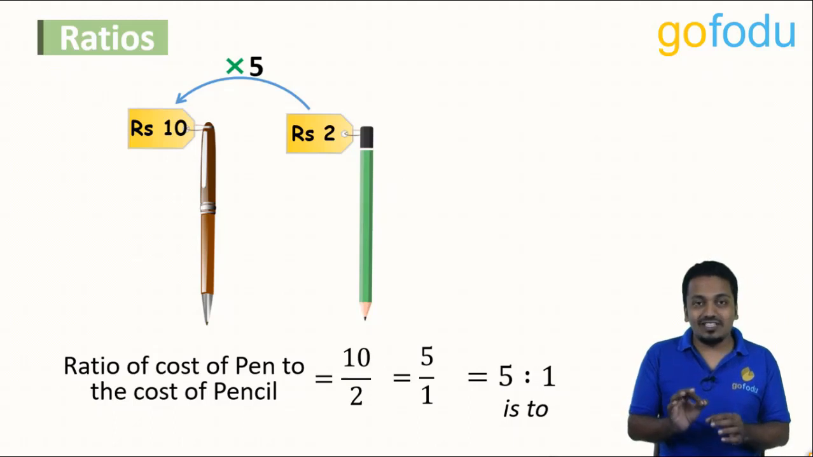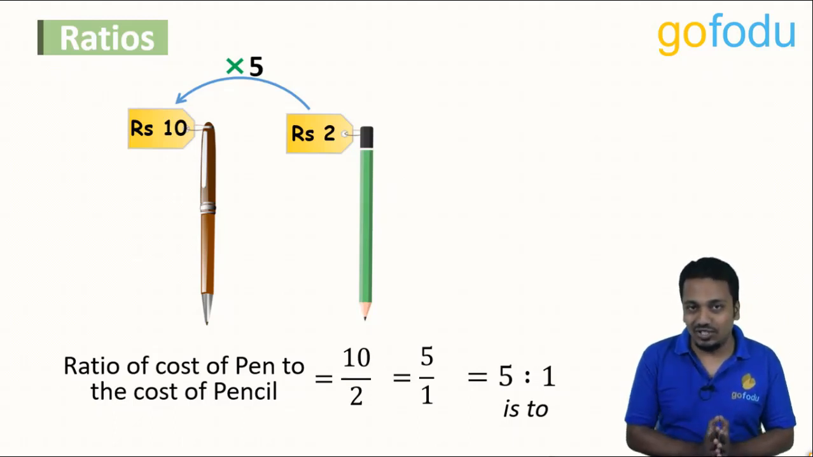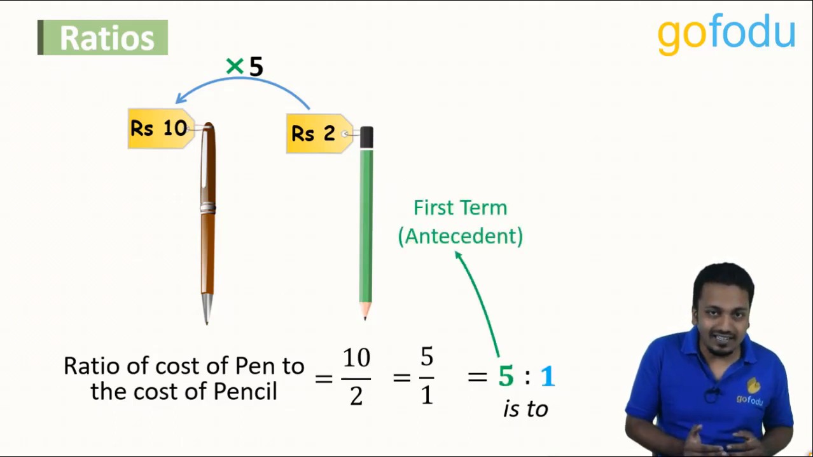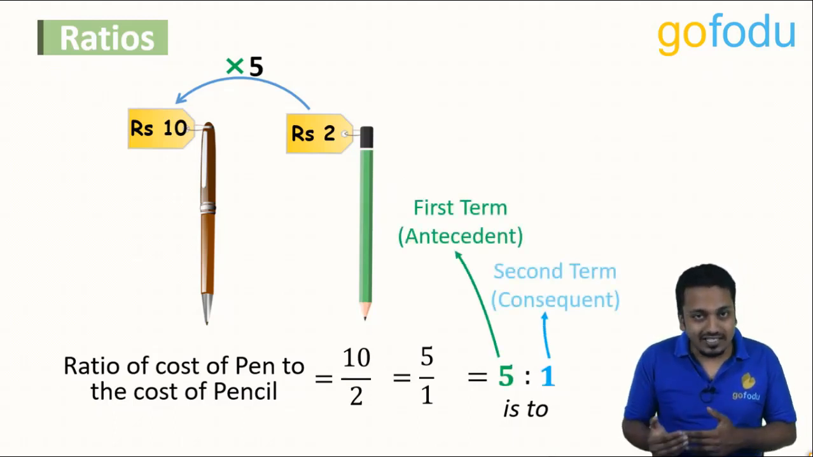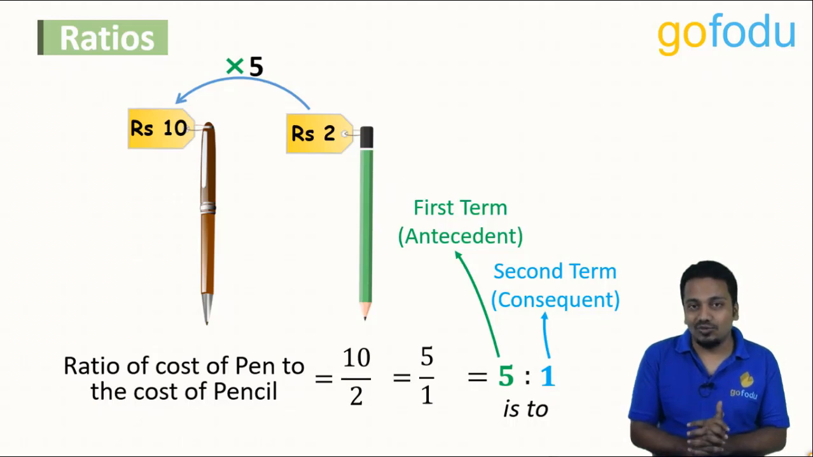Here in 5 is to 1, 5 and 1 are called terms of the ratio. 5 is the first term or the antecedent and 1 is the second term or the consequent of the ratio. These are terms of the ratio.